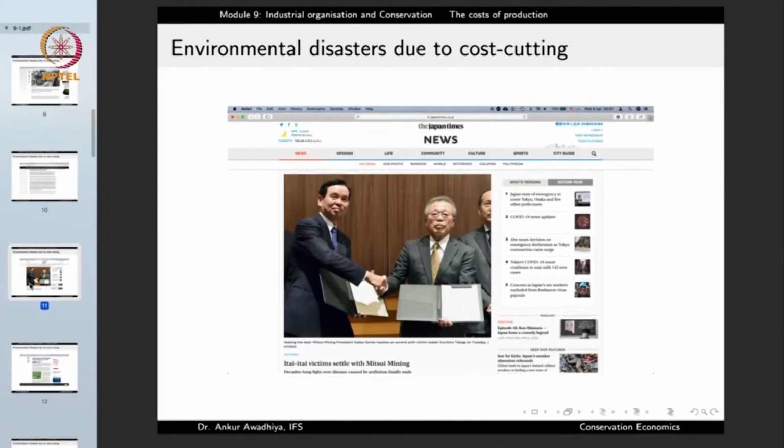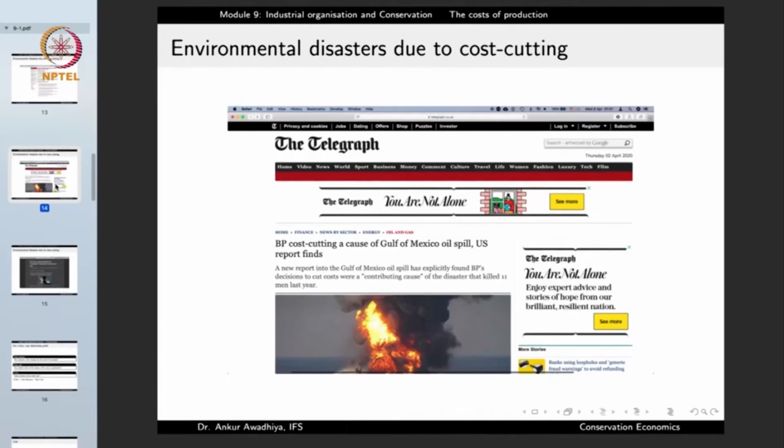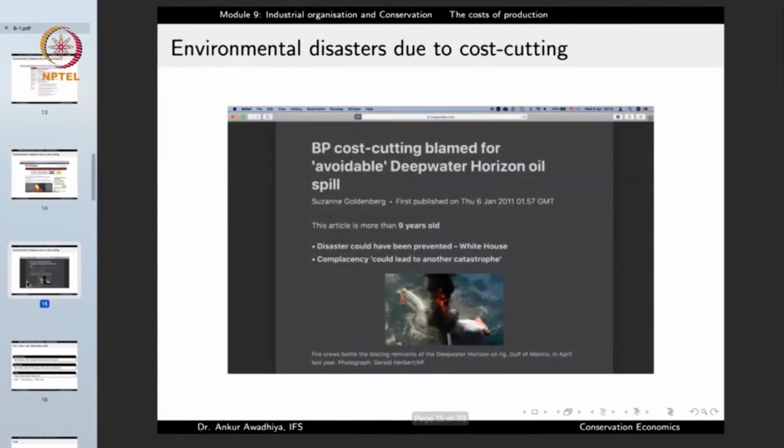Itai-itai victims settling with the mining corporation. Release of large quantities of dioxin from the plant in Seveso, or in the recent past, cost cutting leading to the Gulf of Mexico oil spill. BP's cost cutting was blamed for the avoidable Deepwater Horizon oil spill.